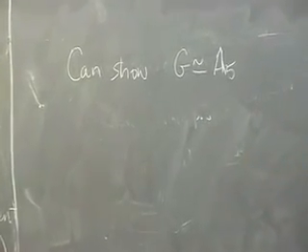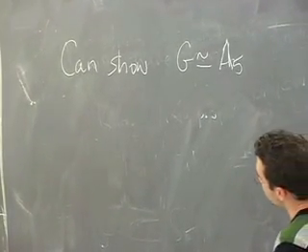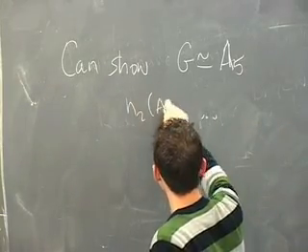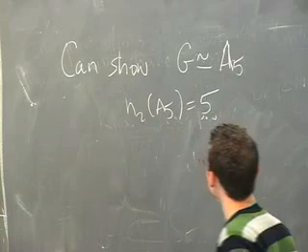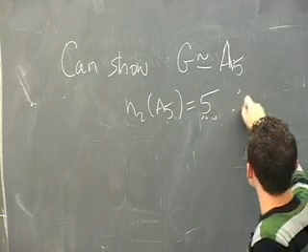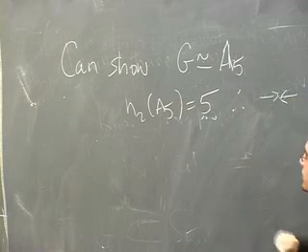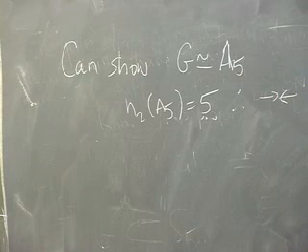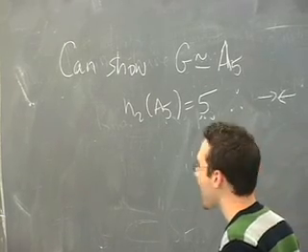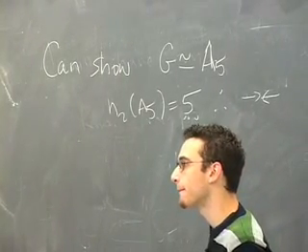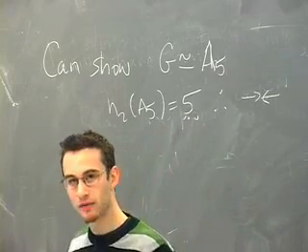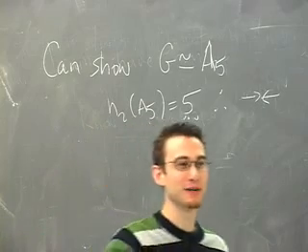So that's good. And here's the problem with this: n2 of A5 is 5. You can do this by an element counting argument. Therefore, we have a contradiction. So how do we construct such an M? Well, I'm not going to go into detail. This is one of these roundabout Sylow arguments.